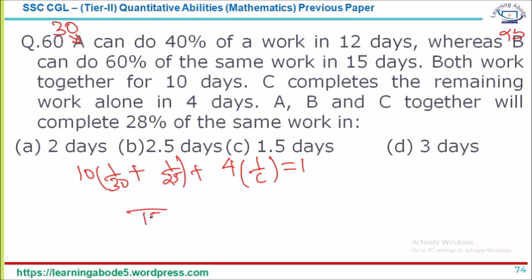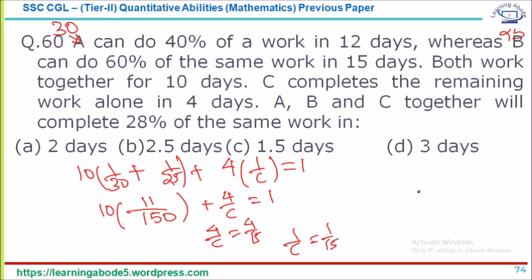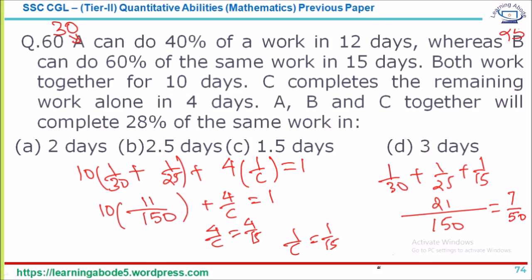So this is like 150. So 11 by 150 for 10 days, and then 4 by C is equal to 1. So you get 4 by C equal to 4 by 15, so 1 by C equal to 1 by 15. So C can finish the task in 15 days. Now 1 by 30 plus 1 by 25 plus 1 by 15, the LCM is 150. So 21 by 150, that's 7 by 50. Which means together they'll complete the task in 50 by 7 days.